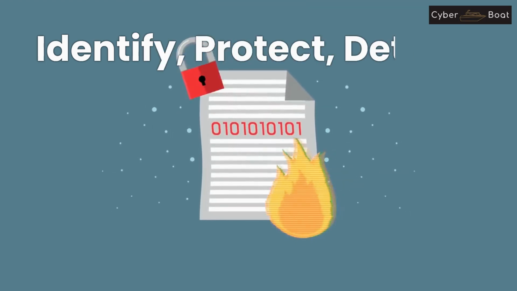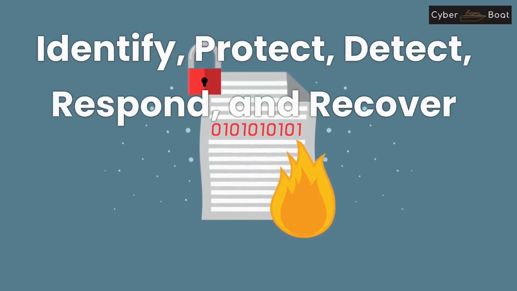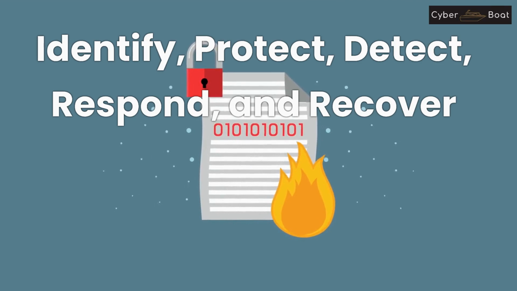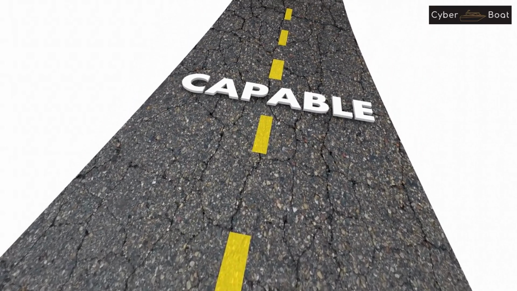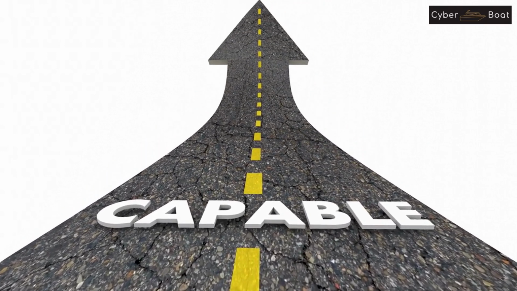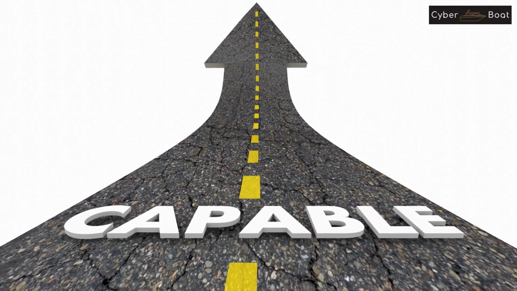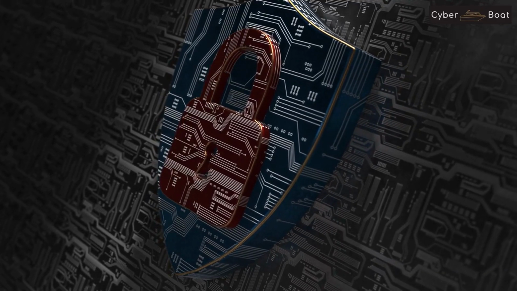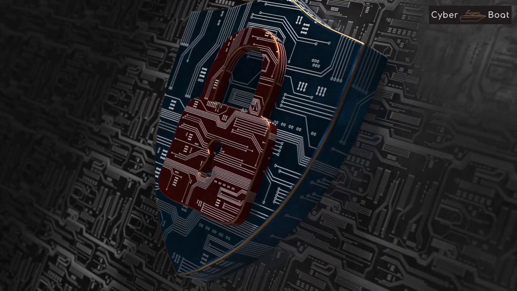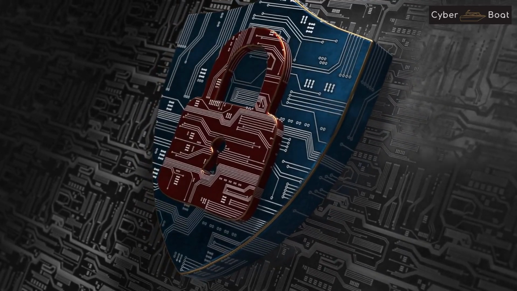The CSF is divided into 5 core functions: identify, protect, detect, respond, and recover. Each function includes a set of categories and subcategories, which organizations can use to assess their current cybersecurity capabilities and identify areas for improvement. Another method is ISO 27001, which is an international standard for information security management.